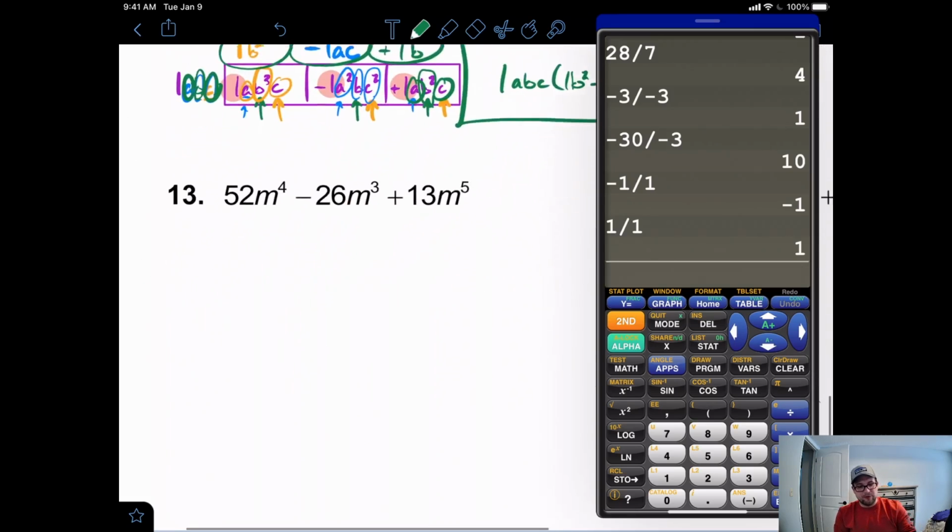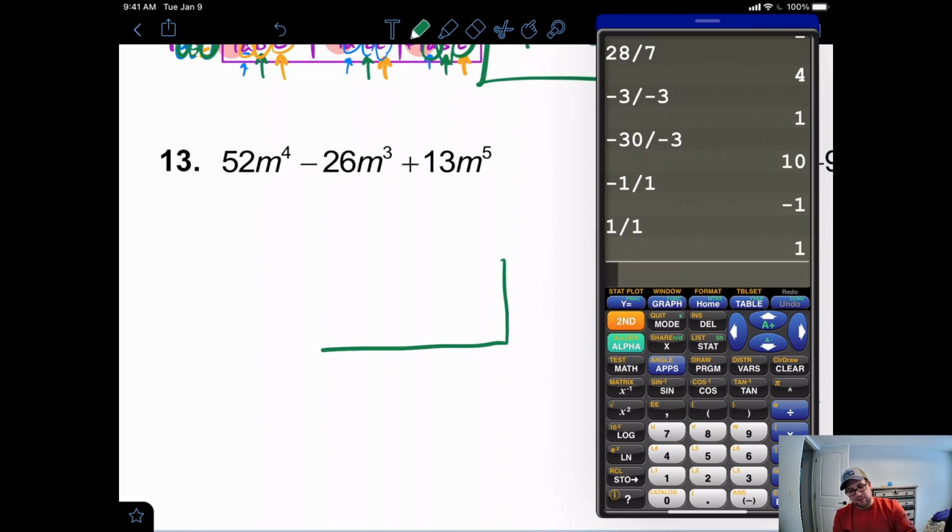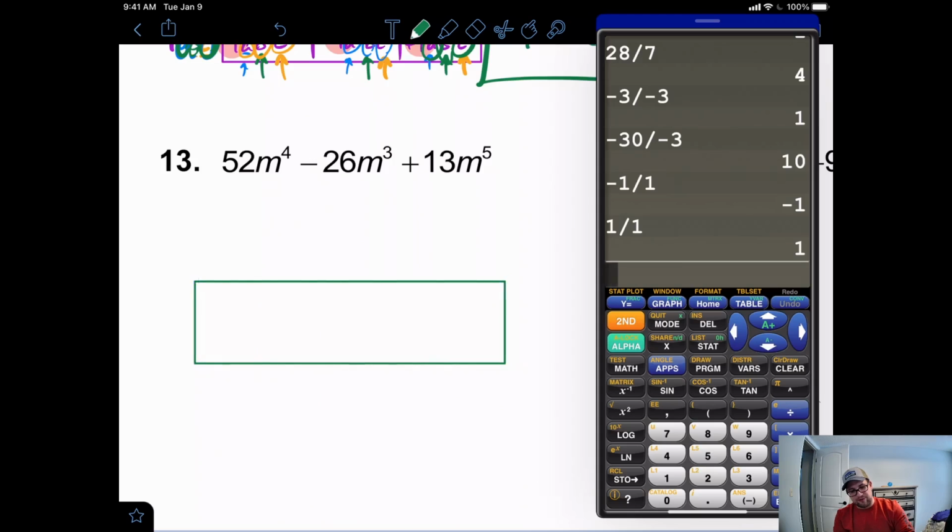Here's number 13. So again, on this problem, our box is going to need to have 3 sections. So in the first one, I have 52 m to the 4th, then minus 26 m to the 3rd, and then plus 13 m to the 5th.